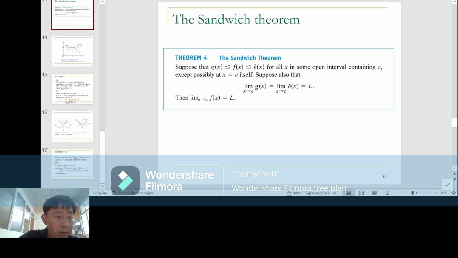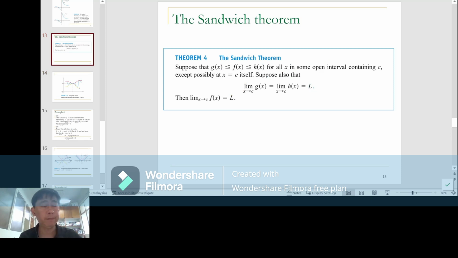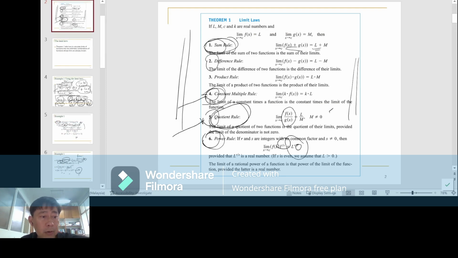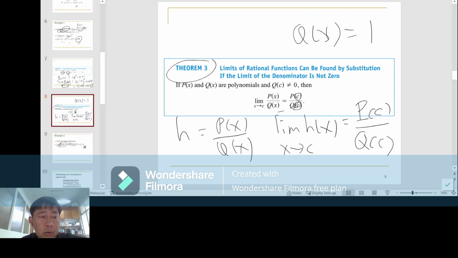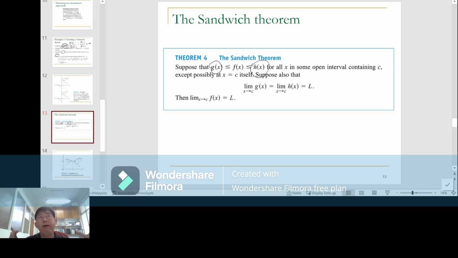So now we are going to discuss another tool. I think theorem number 4. So theorem number 4 is another tool that we are going to discuss in this section. It is a tool that will allow you to obtain the limit of a function given the knowledge of the limit of two other functions. Okay, so again, in chapter 2.2 here, we study theorem 1, theorem 2, theorem 3, and now we are studying theorem 4. All these theorems are tools that allow you to evaluate the limit of a function at a point.